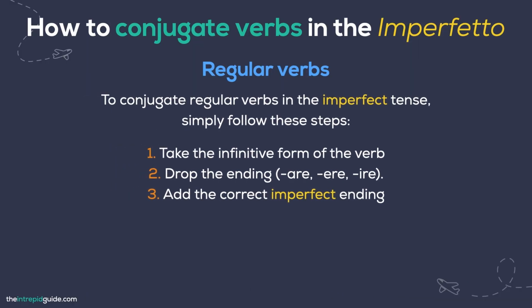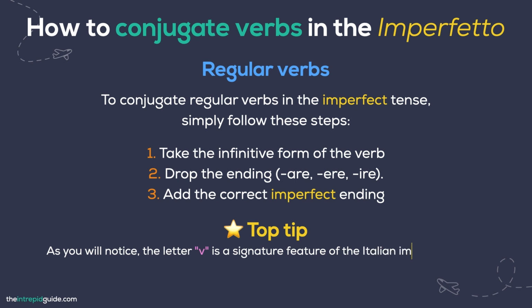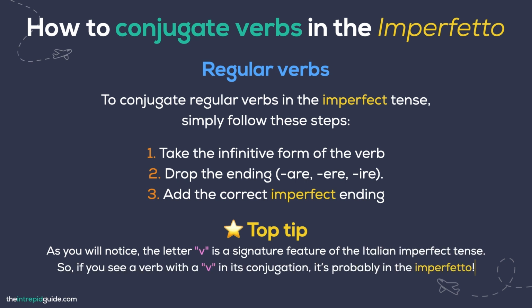Now, to conjugate regular verbs in the imperfect tense, simply follow these rules. Take the infinitive form of the verb, drop the ending, are, ere, or ire, and then add the correct imperfect tense ending, as shown in this table. Here's a tip. You will notice that the letter V is a signature feature of the Italian imperfect tense. So if you see a verb with a V in its conjugation, it's probably in the imperfetto.